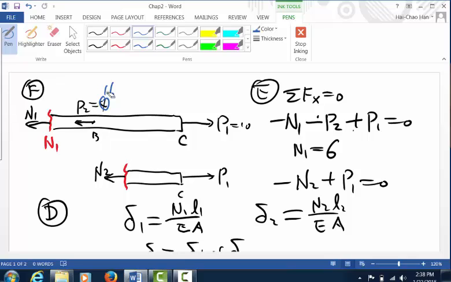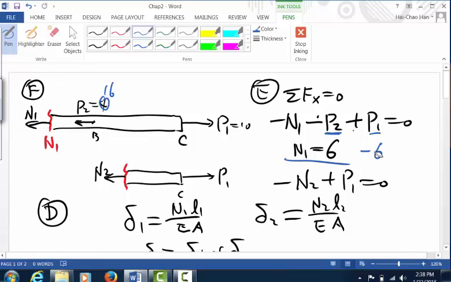Will the free body diagram change? No. Will the equation of equilibrium change? It's the same. Now, will the answer be different? Yes. So what's the new answer? What's the answer? You put it here. P2 is 16, minus 10, negative 6. Right? Okay, what does that mean?